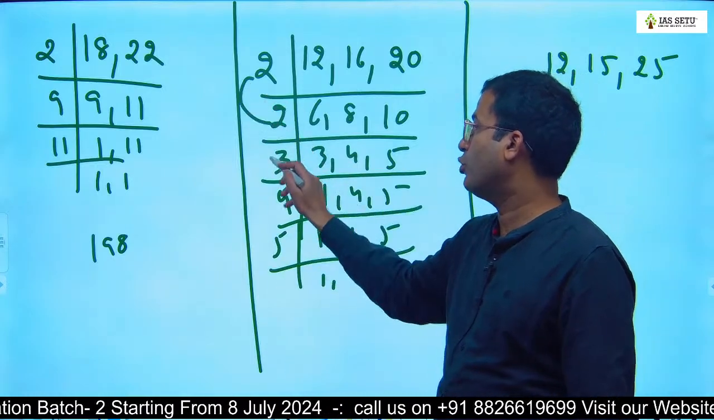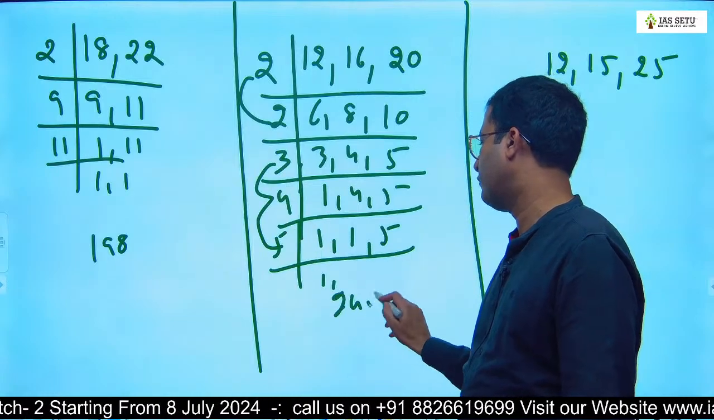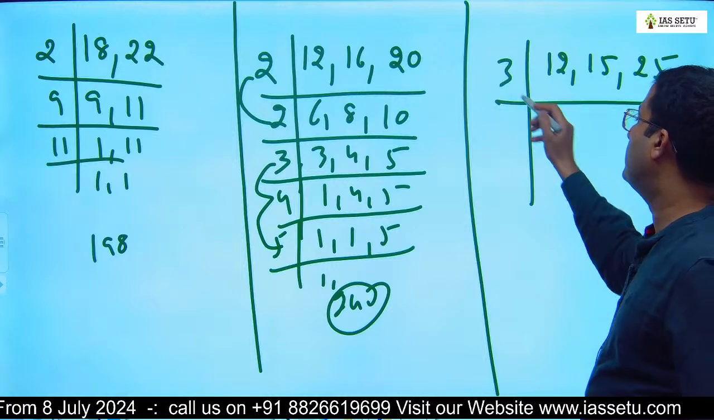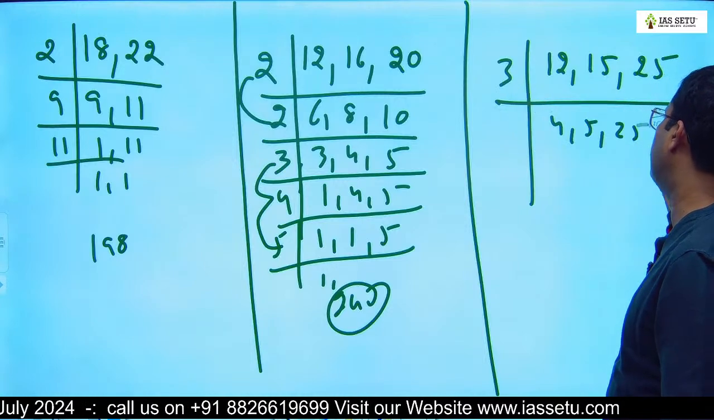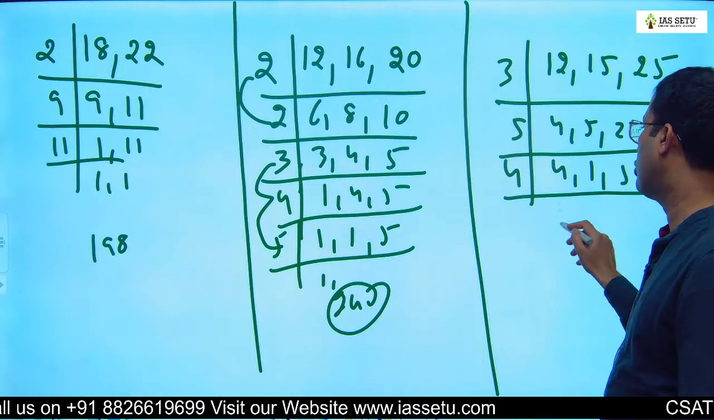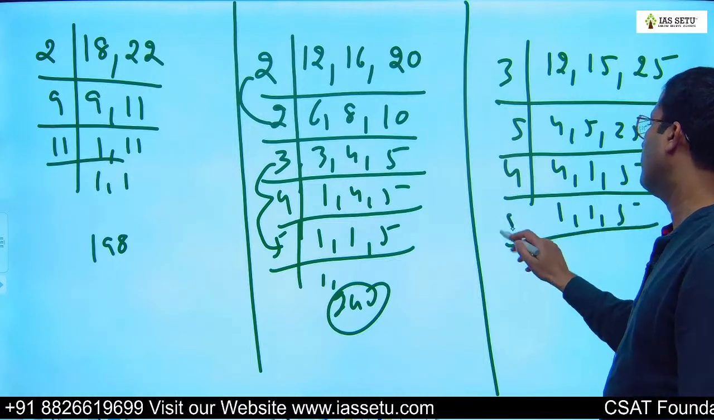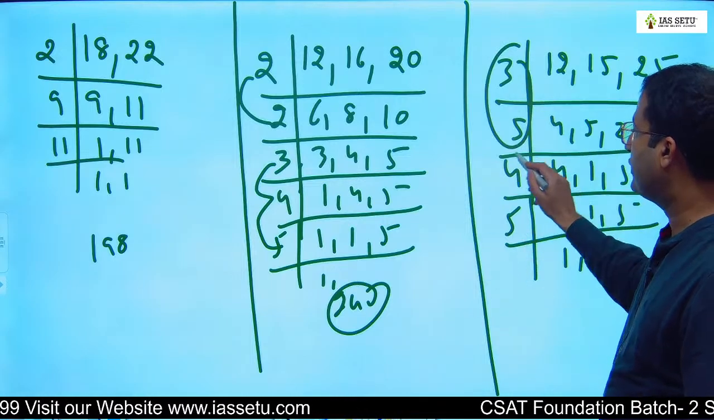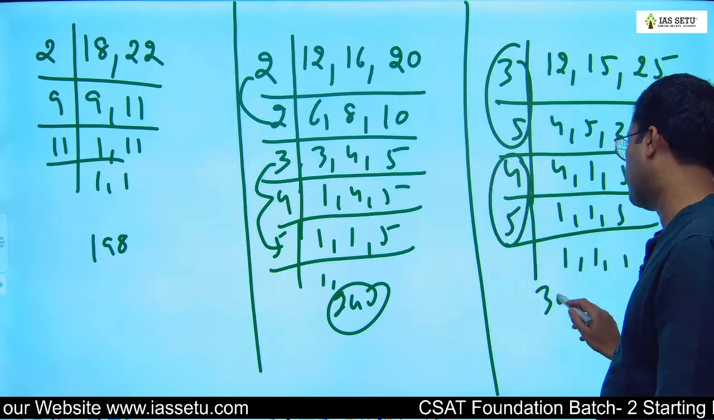So here 4 into 3 common, 4, 5, 5, take 5 common, take 4 common, 1, 1, 5, 5 common, 1. Here it is 15 into 20.